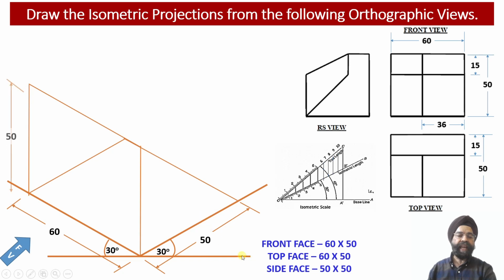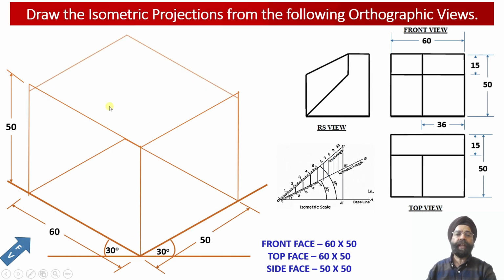Similarly, in order to obtain the right hand side view face, we need to draw two isometric projection lines over here. One isometric projection line like this, measuring 50 millimeter parallel to the z-axis, and another isometric projection line which is going to be parallel to the y-axis and should be measuring 50 millimeter. So once we obtain these two isometric projection lines, the right hand side view face construction corresponding to this solid has been obtained over here.